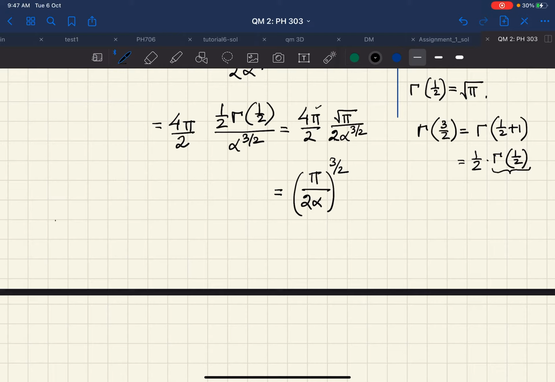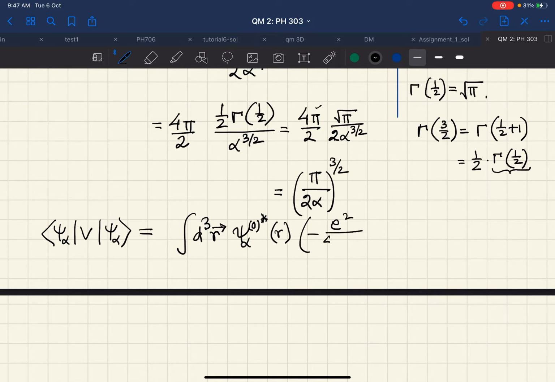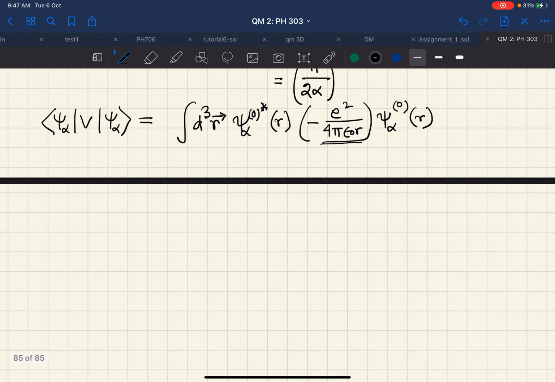Then the next step, we are going to calculate the expectation value of the potential energy. That means we are going to do this integration d3r, psi alpha 0 star into minus e square by 4 pi epsilon naught r into psi alpha 0 of r. Now again you note that there is no theta phi dependence in this potential. Therefore we can simply write this integral.